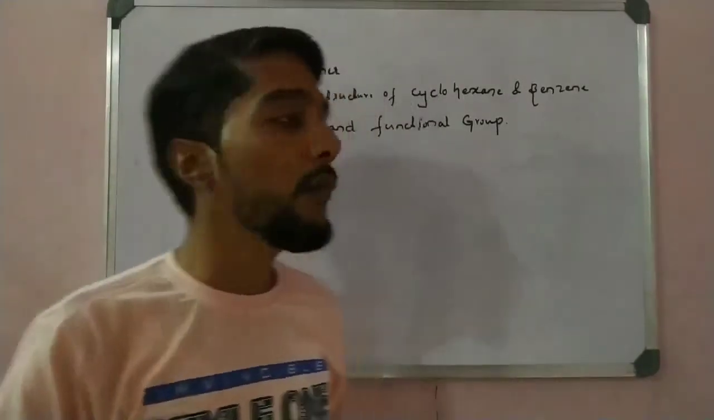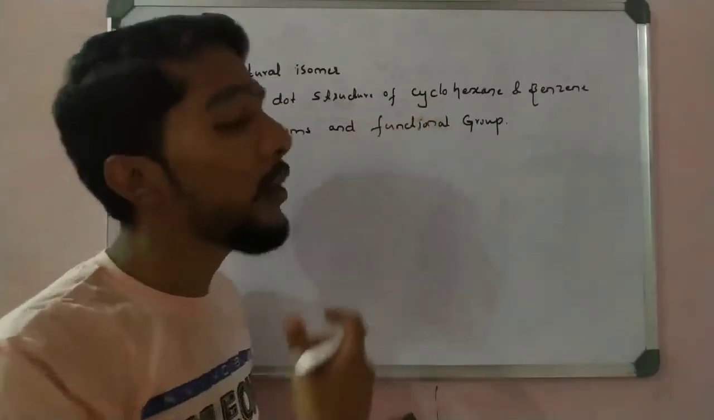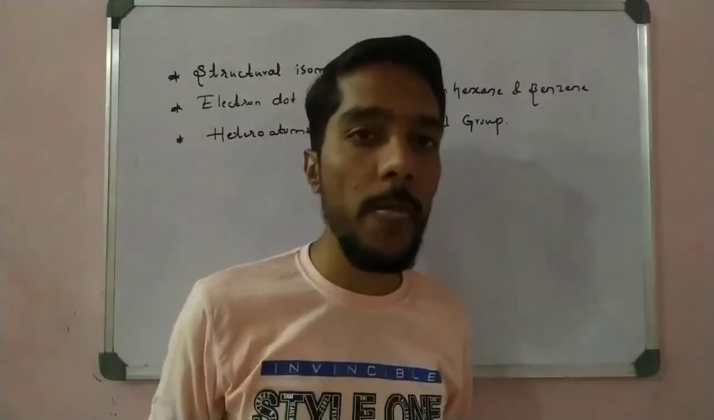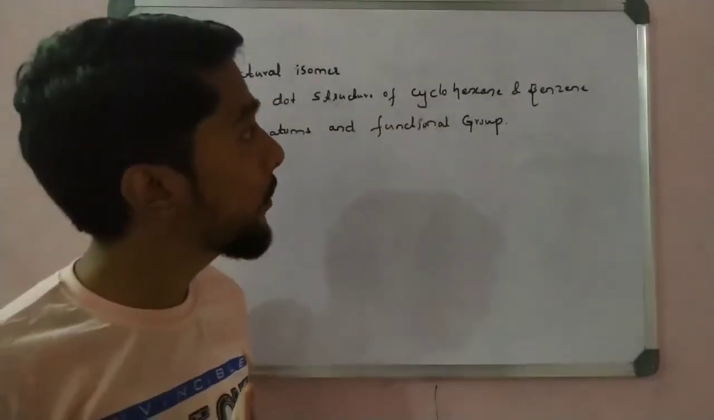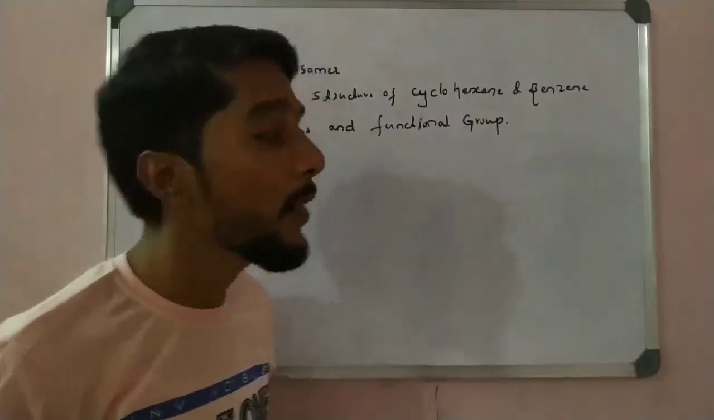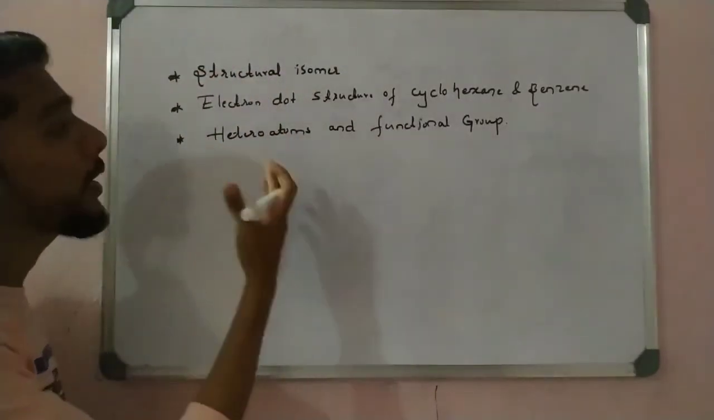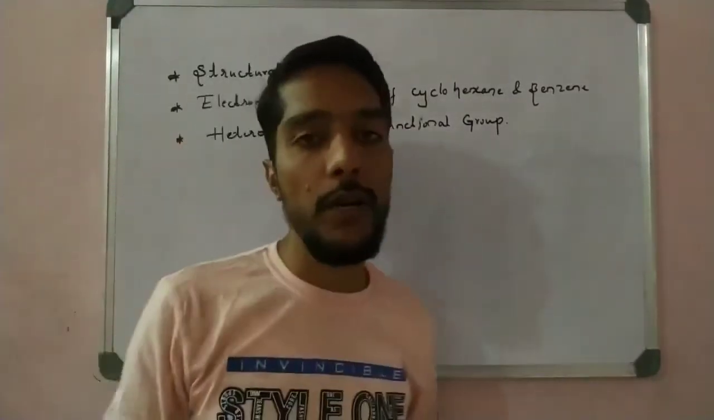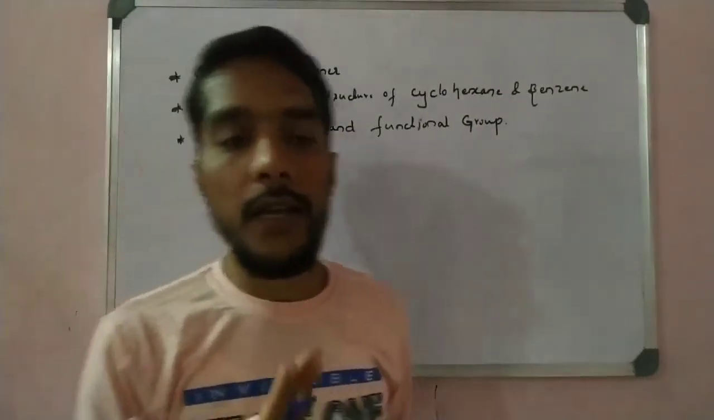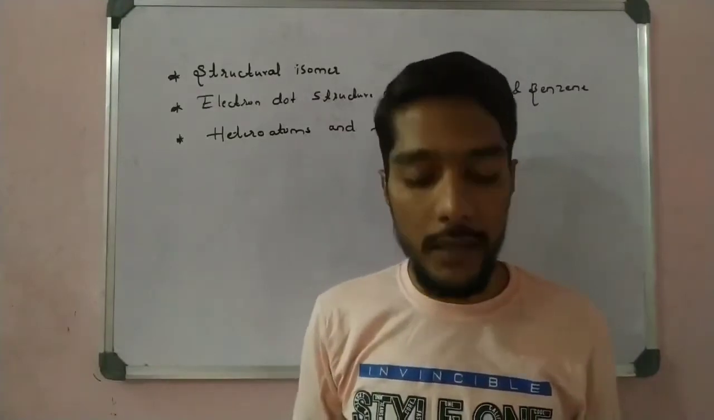We solve these with the same idea. We use the sharing of electrons, that is the covalent bond, and by using that method we frame the structure of cyclohexane and benzene. The next point is about heteroatoms and functional groups, which is very important. What is the meaning of heteroatoms, and what are functional groups? We will learn all of that in this video.